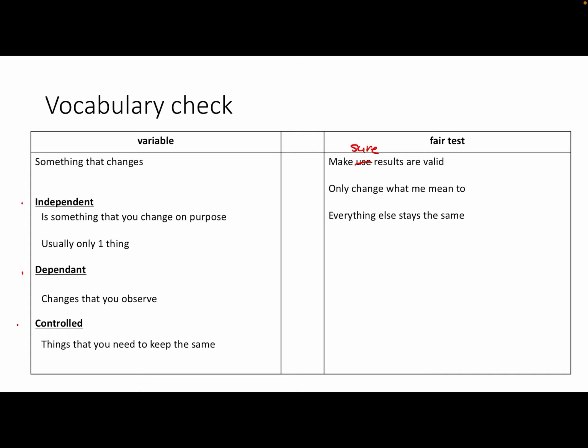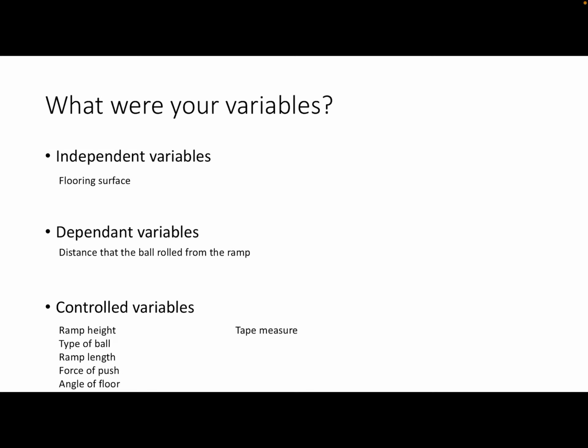The angle of the floor that I was on, because if my floor slopes downwards, my ball's going to roll further. And I also kept my tape measure. So these are some of the variables that I did in mine. Yours might be slightly different. You might want to label some of yours down with some subheadings.